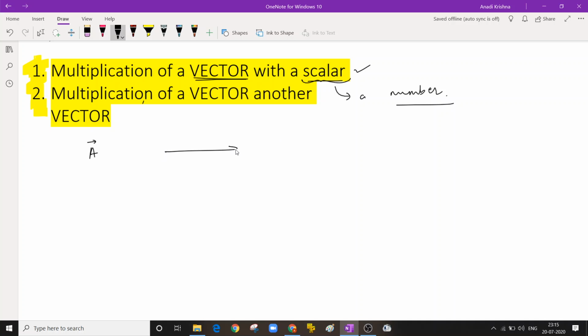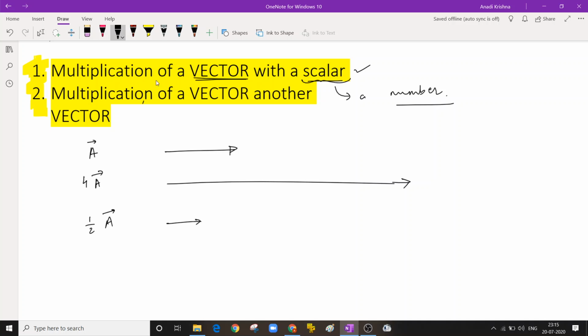So if this is a vector, the length of this ray represents the magnitude of vector A. We have already read this. So if we multiply it with a number, let's say 4 times a vector, this vector simply multiplies 4 times. It becomes 4 times bigger. If you multiply this vector by 1 by 2, the vector will become half of its magnitude. It is very simple. The direction does not change, only magnitude changes.